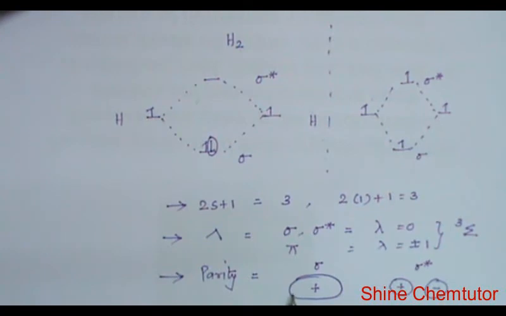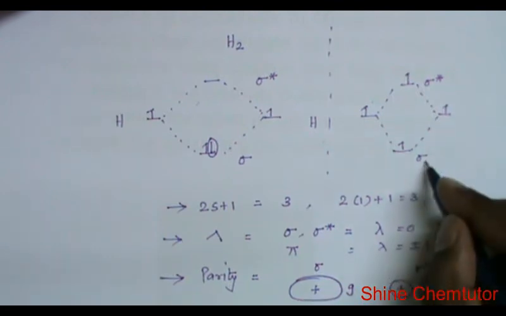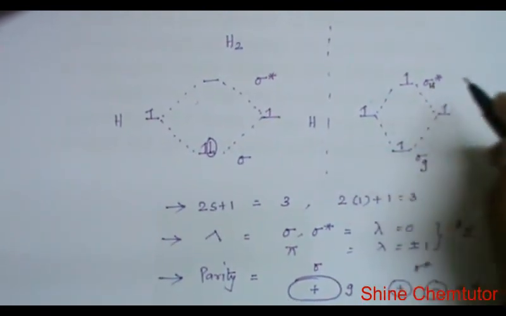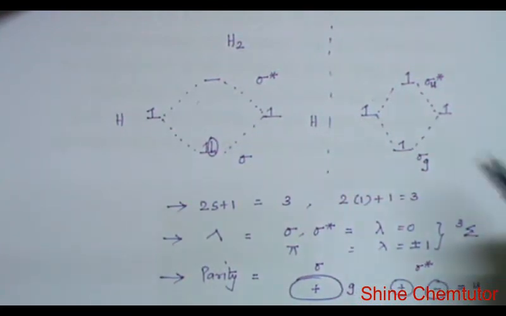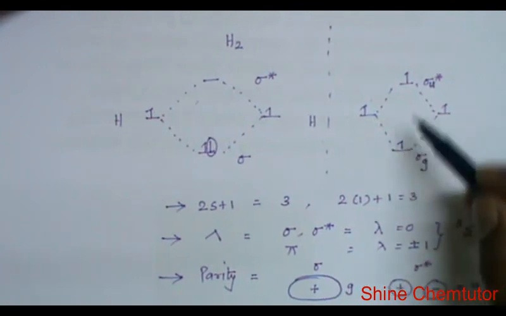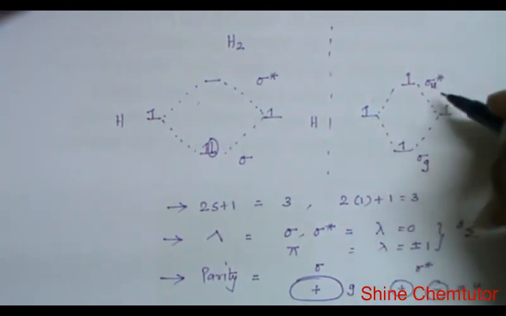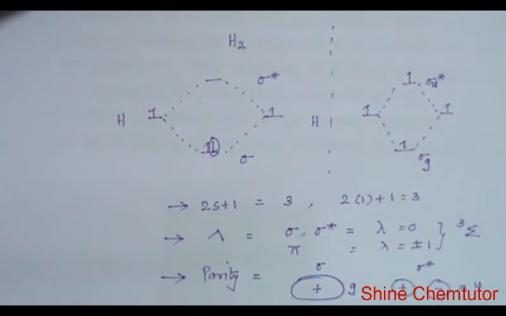In this one you have an inversion center, but here it is not there. Here plus, on the other side I have minus, so there is no inversion center here. If there is no inversion center, I have to say it is ungerade. When there is an inversion center, it is gerade. So sigma is gerade and sigma star is ungerade. Now I have to multiply these because the electrons are present in this as well as this. So g into u, so it is u, not g.